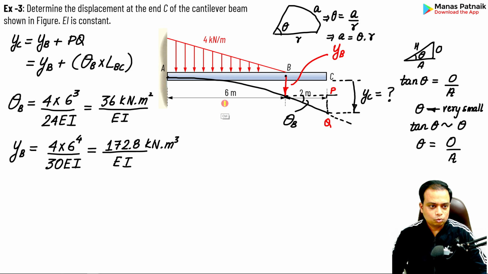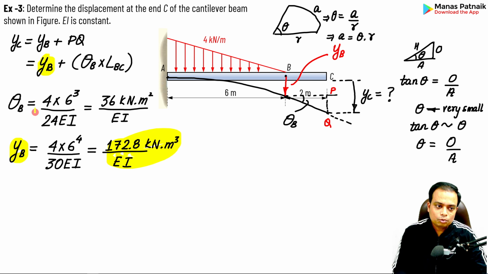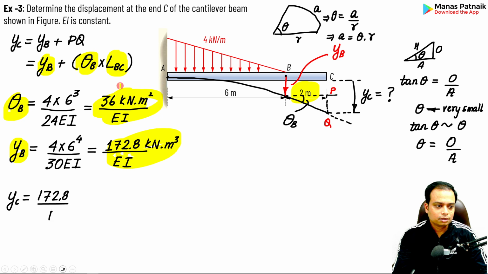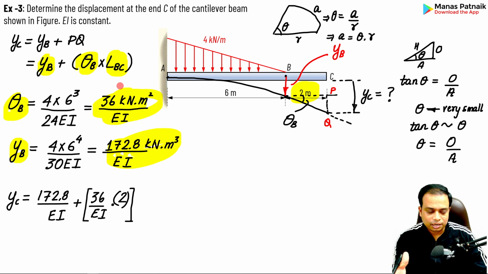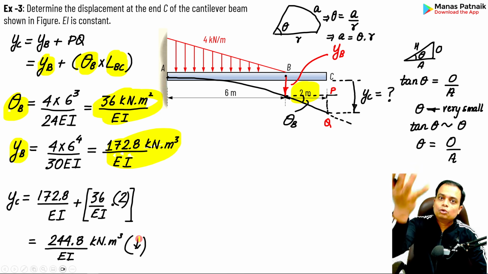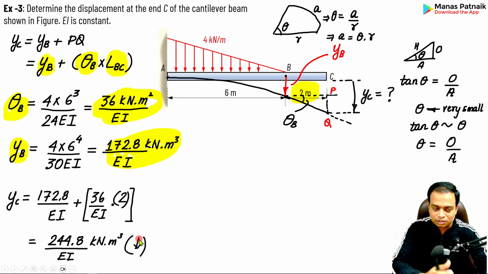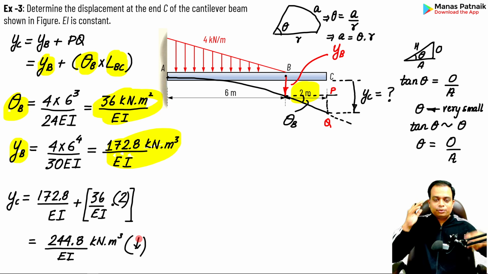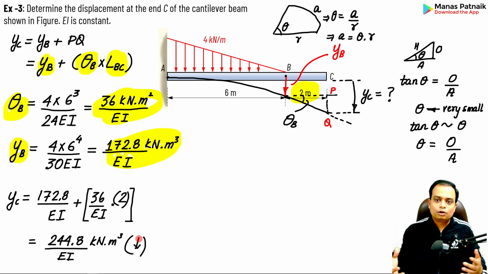Essentially you have YB, which you are going to plug in over here. You have theta B, which you are going to plug in over here. You also have LBC, that is 2 meters, which you are going to plug in over here. Once you do all of this, this is what you get. It's fairly simple, I don't have to do the math for you, and that's your final answer. Obviously the deflection is going to be downwards because the loading is downwards.